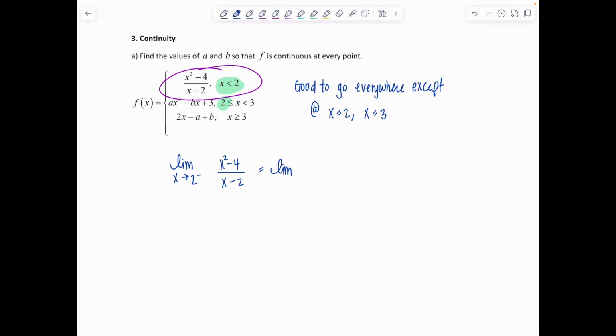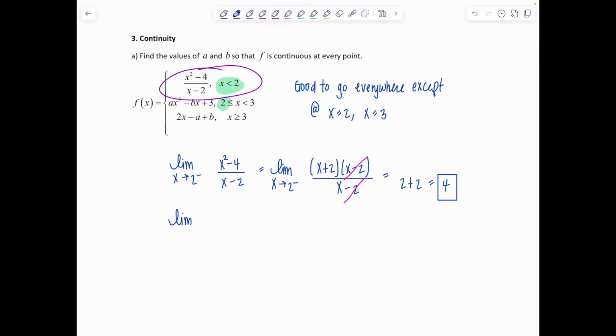You factor. Okay, so x approaches 2 from the left, x plus 2, x minus 2 over x minus 2. Perfect. Cancel, cancel. Now can we use direct substitution? You bet. So 2 plus 2 is 4. They're like, what did you do in math today? We did 2 plus 2 is 4 in my calculus class. Okay. Now let's check from the other side.